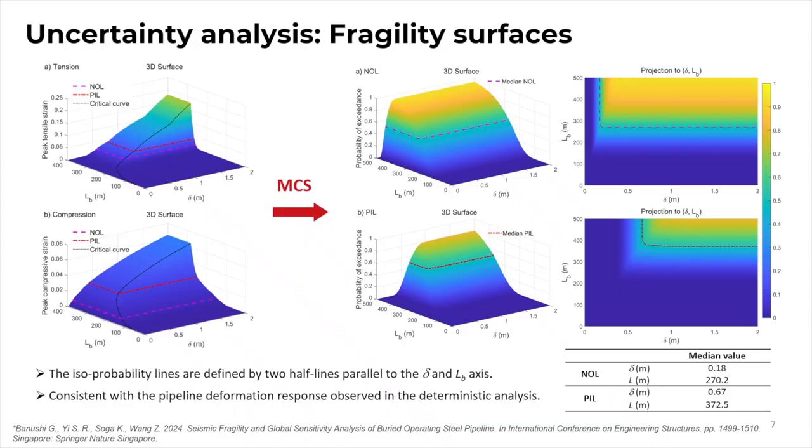The isoprobability lines are defined by two half lines parallel to the delta and LB axis. This is consistent with the pipeline deformation response observed for the deterministic analysis. Specifically, the median values of soil displacement corresponding to 50% probability of reaching the normal operability and pressure integrity limit state are 18 centimeters and 67 centimeters respectively.